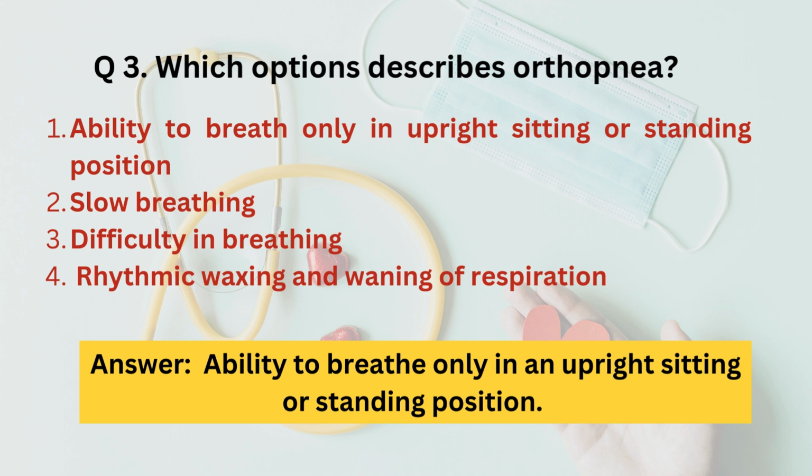Then rhythmic waxing and waning of respiration describes Cheyne-Stokes respiration. It is a type of breathing pattern seen in heart failure or in some brain injuries. Hence, the correct answer is ability to breathe only in an upright sitting or standing position.